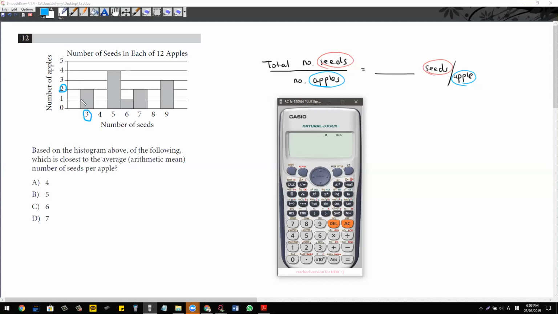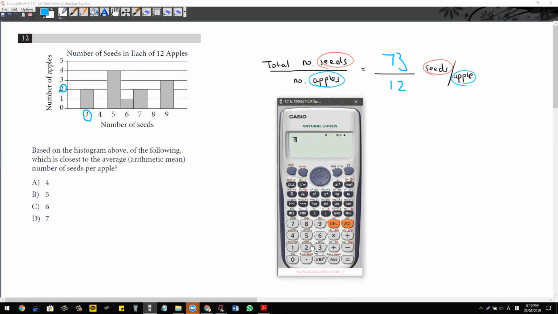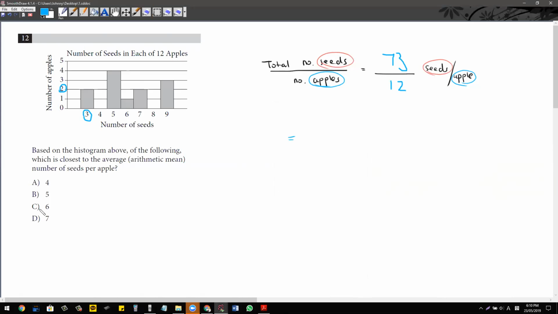So there are 2 apples with 3 seeds, so there are 6 seeds there. 4 apples with 5 seeds, so that's 20 seeds. And that's 6 seeds, 14 seeds, and finally 27 seeds. So that's 73 seeds. And we have to divide that by 12. So what do we get? About 6 there. So the answer is 6. That's right. Okay.